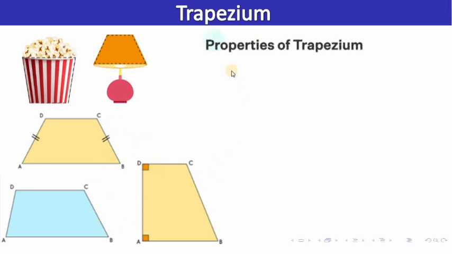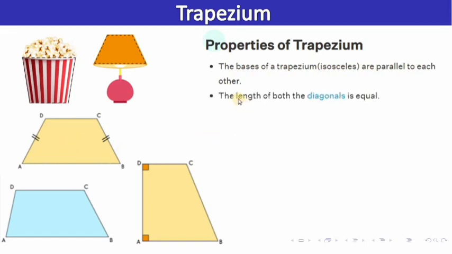Right, so let's see some properties of a trapezium now. The first property is that the bases of an isosceles trapezium are parallel to each other. Next, the lengths of both the diagonals are equal. Now what is a diagonal? I'm talking only about this isosceles trapezium. In an isosceles trapezium, when you join AC and BD, which we call diagonals, AC and BD will be equal.